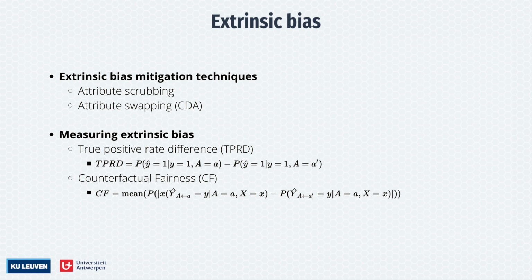So for extrinsic bias mitigation techniques, we do have quite some parallel approaches. So, for example, we have attribute swapping, which is also a CDA approach. And then there's also attribute scrubbing. And then to measure extrinsic biases, we basically have our binary classification metrics that we know from the classic fairness literature. So the true positive rate difference we looked at, and we also used counterfactual fairness.